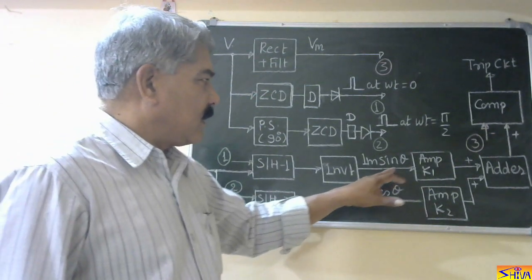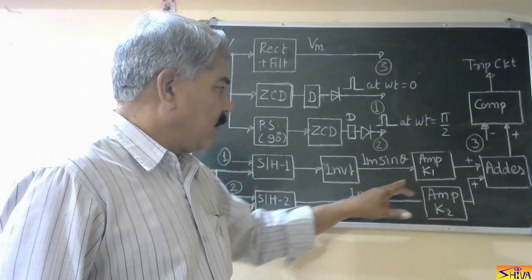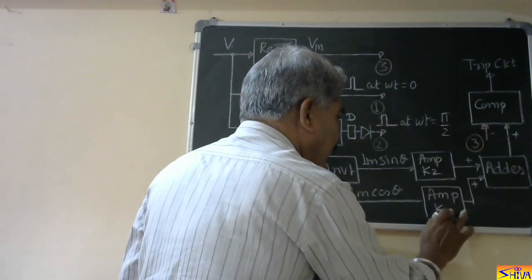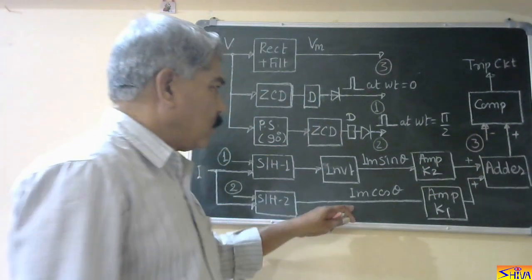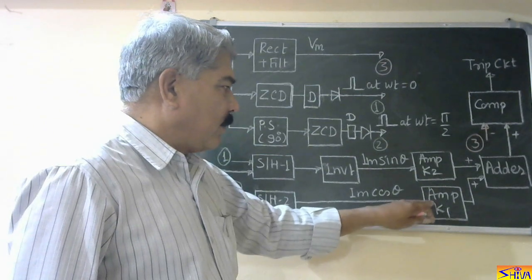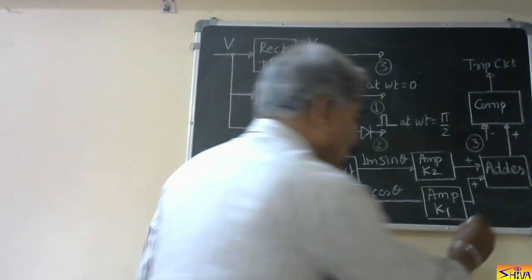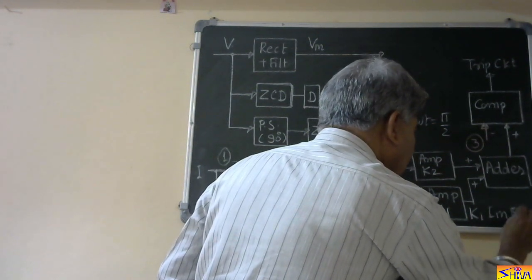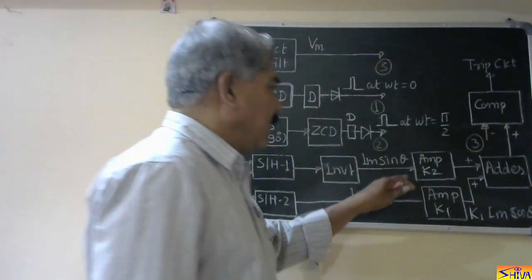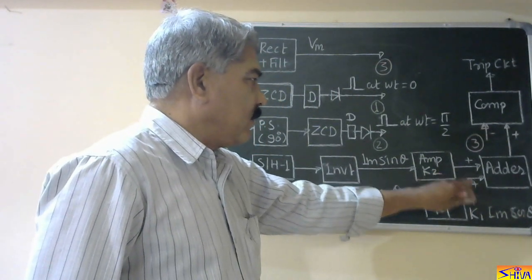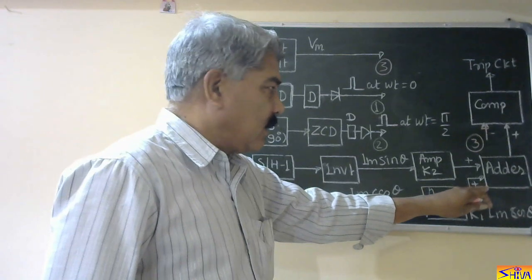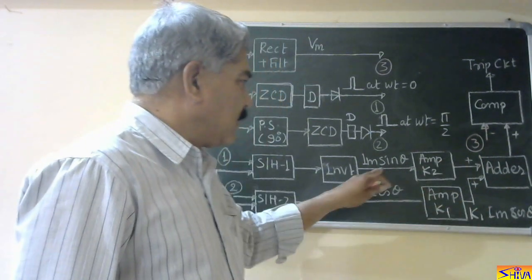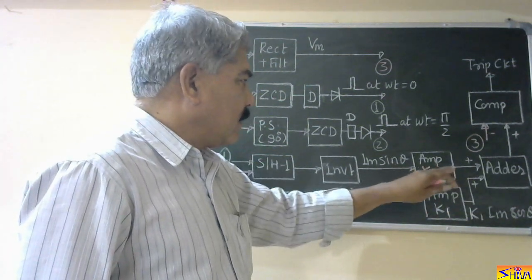Now Im sin theta is given to amplifier K1, and Im cos theta is given to K2. So we are getting here K1 Im cos theta, and here we get K2 Im sin theta. These two values are added. You can see the equation. So at the output of the adder we get K1 Im cos theta plus K2 Im sin theta.